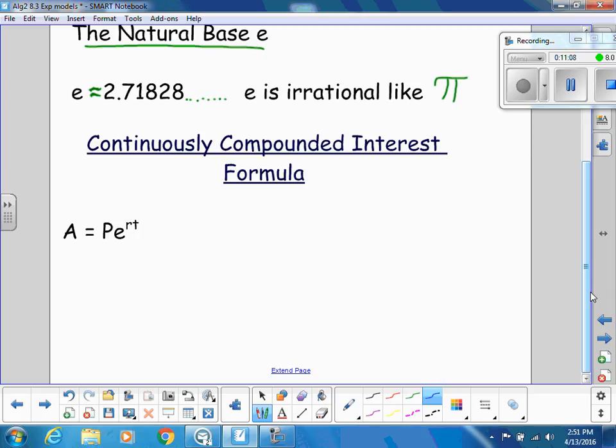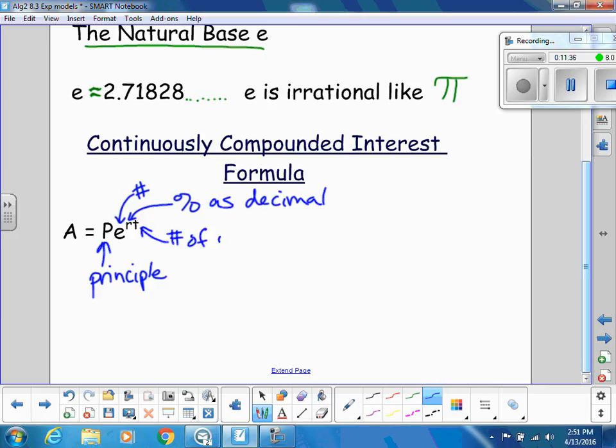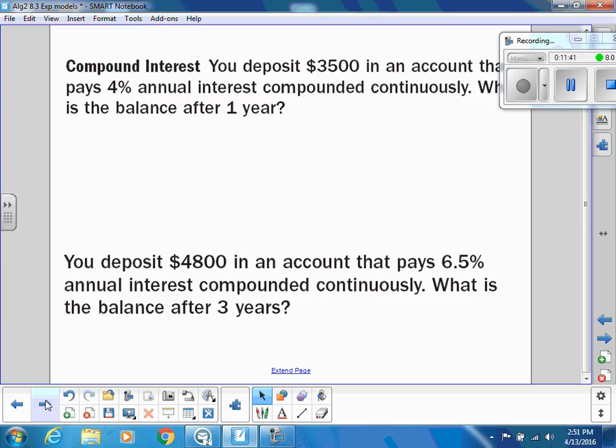I always think it looks like the word PERT. A equals PERT. So if that helps you remember that formula, then use that. But again, P is your principal. That's your starting amount. And then E is a number. So you're not going to be plugging anything in for E. R is your percent, written as a decimal. And then T is the number of years. Okay? So let's do an example.